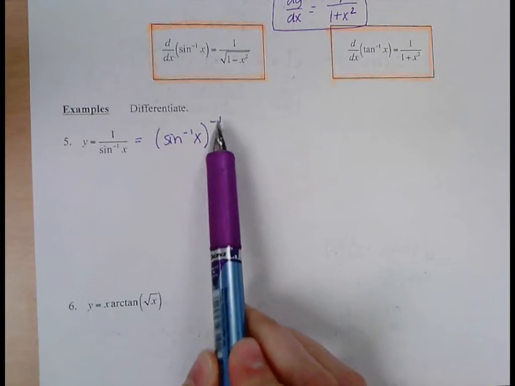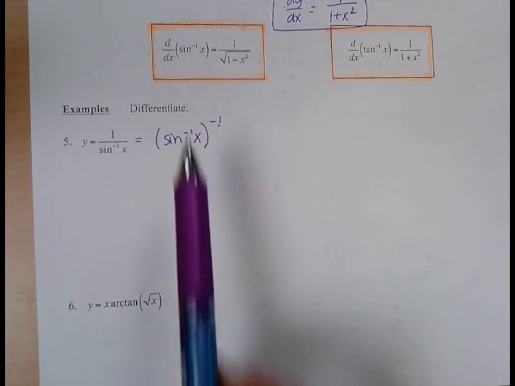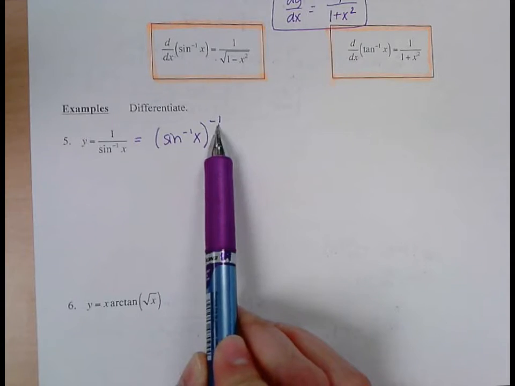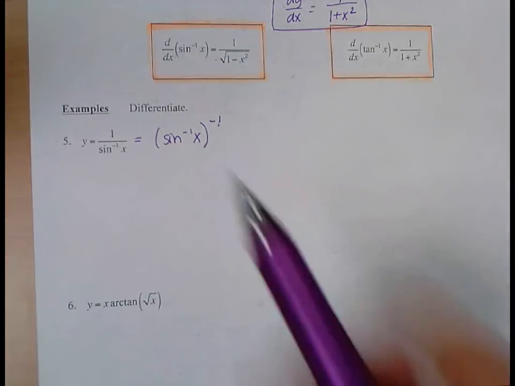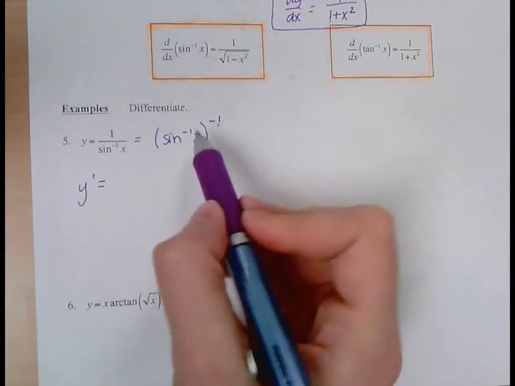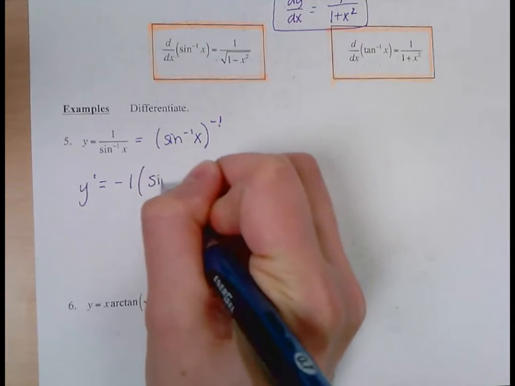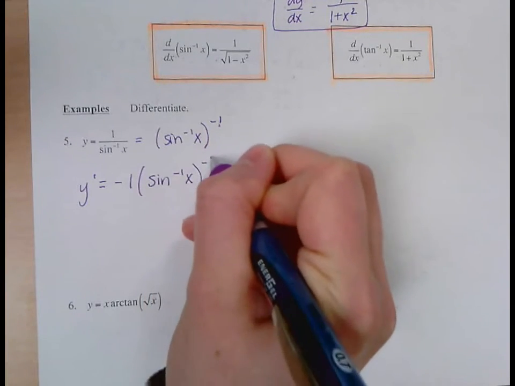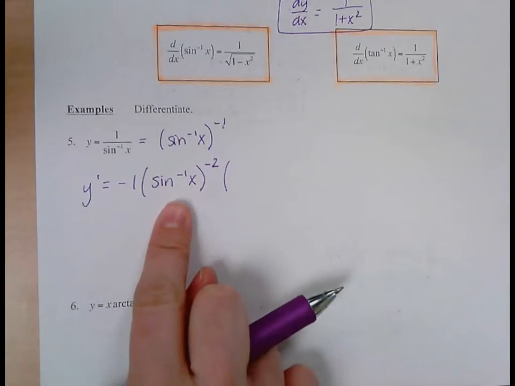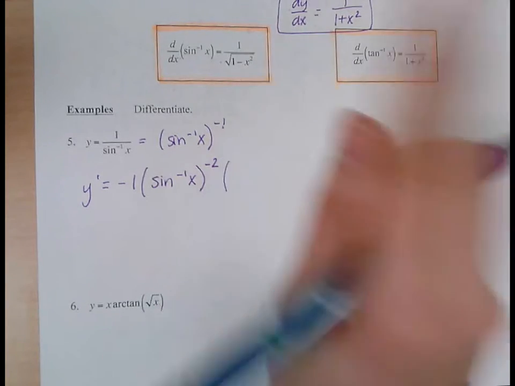This is not the inverse, though. This is the reciprocal, if it's to the negative first power there. So this negative 1 means the inverse of sine. This negative 1 means the reciprocal of it. So chain rule, so y prime, derivative of the outside would be something to the negative first power. So negative 1 times inverse sine of x to the negative second. And then you have to multiply that by the derivative of inverse sine. And that is the 1 over the square root of 1 minus x squared.